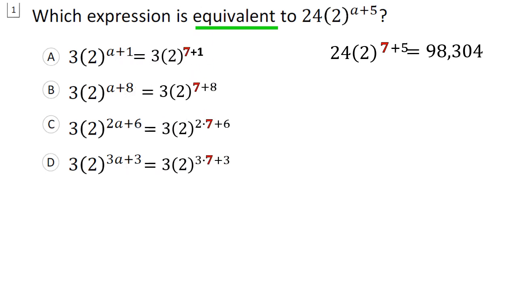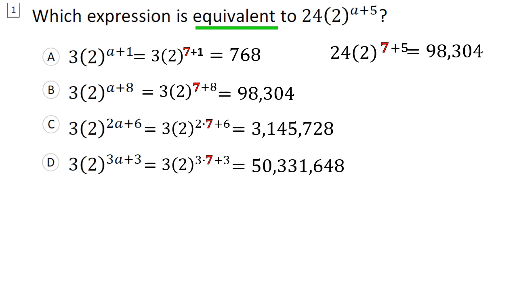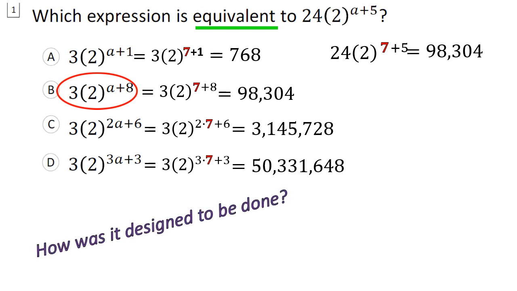Plug in all those 7s, and that's going to give us all those numbers. One of them is the same, and that is B. That one must be the one I'm looking for. Anytime we're dealing with equivalent and multiple choice, that can be a really good technique to use. But how is it really designed to be done? That wasn't how they designed this problem.